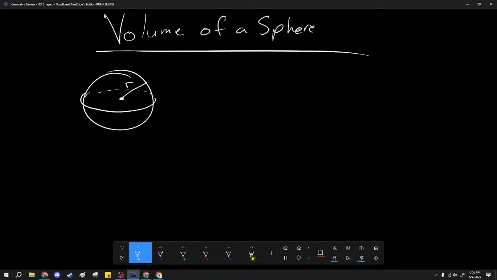The volume of a sphere is very, very easy. Volume equals, and it's going to look not easy, but it's easy, 4 over 3 times pi times r cubed, where r is your radius. The only piece of information that you need for the volume of a sphere is the radius.